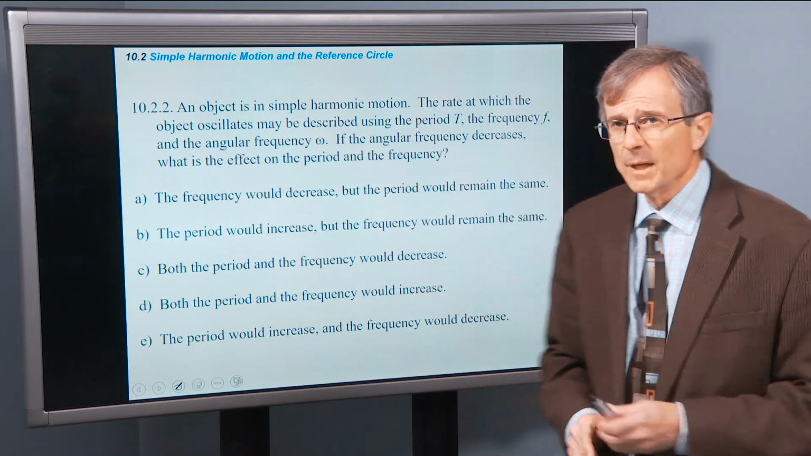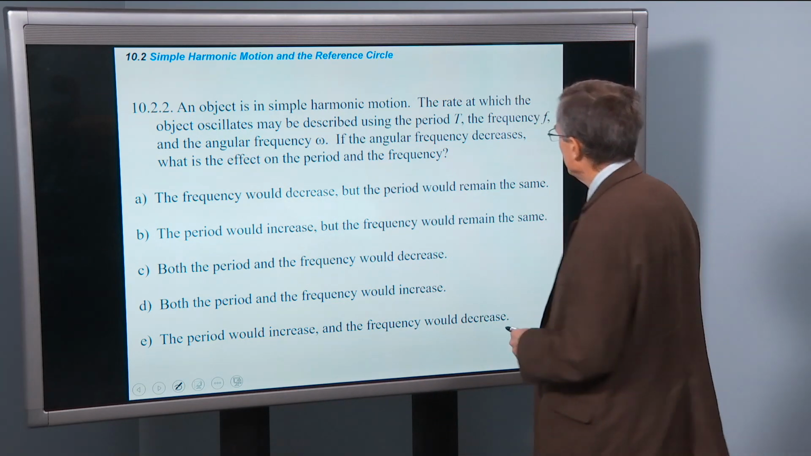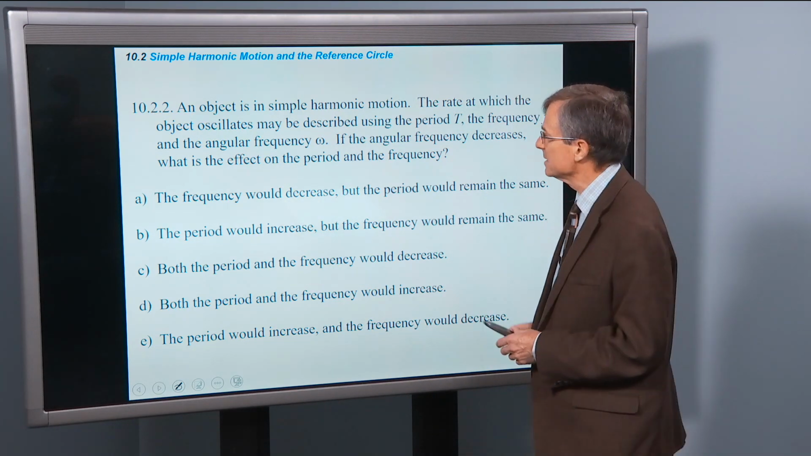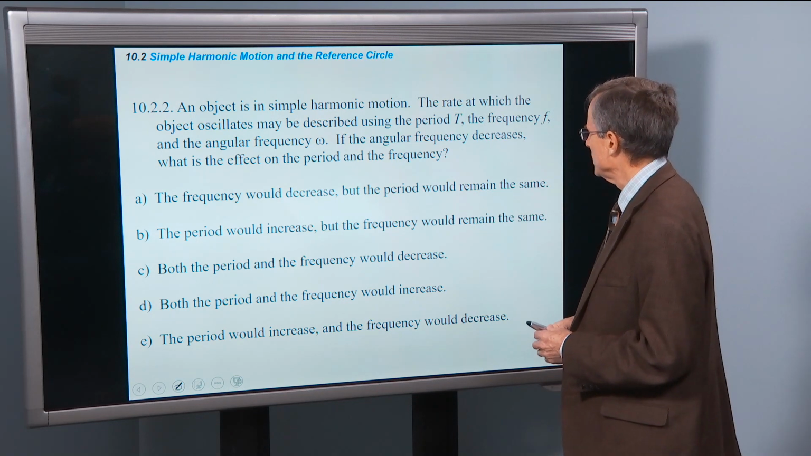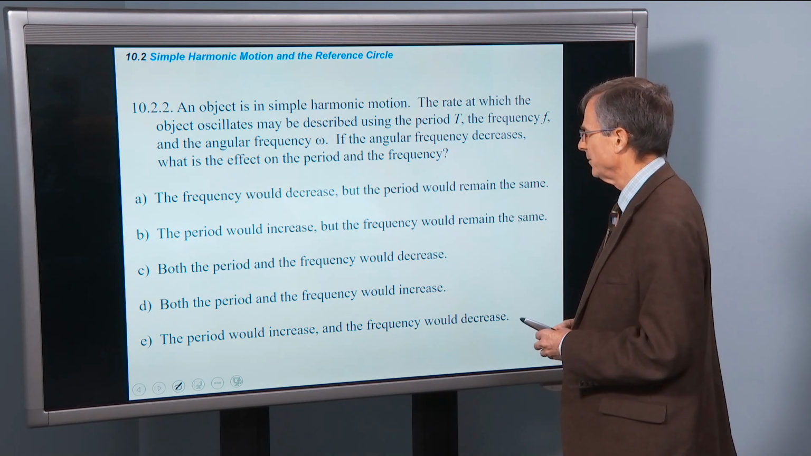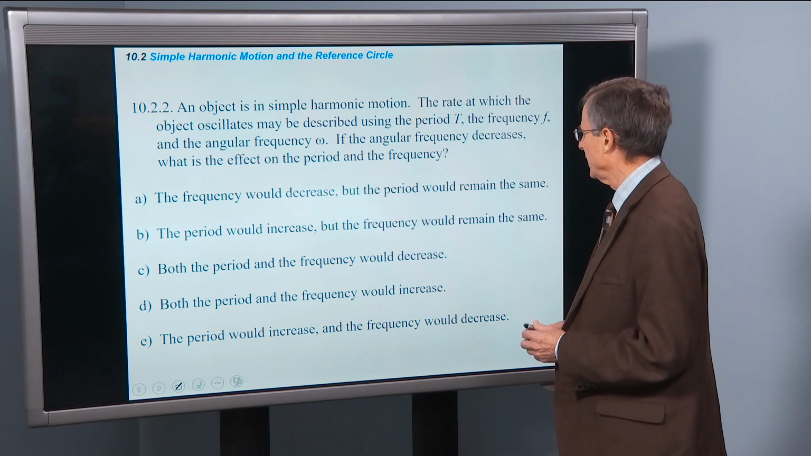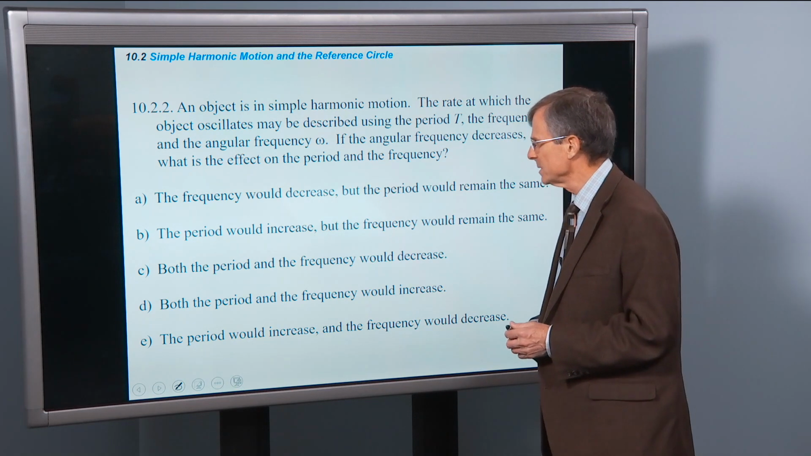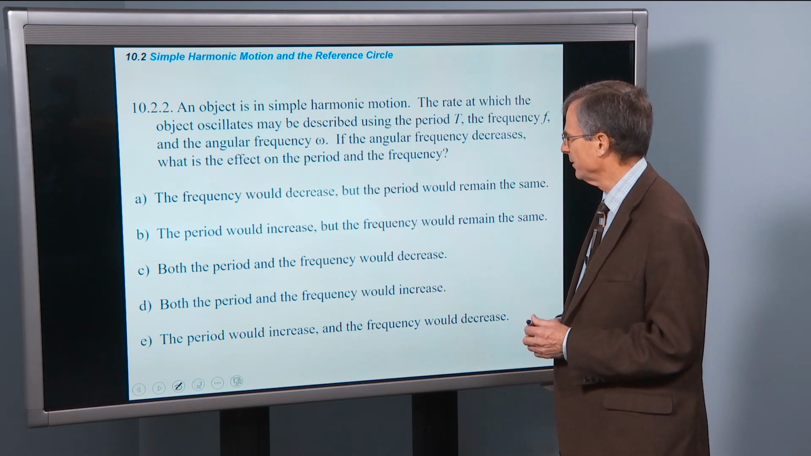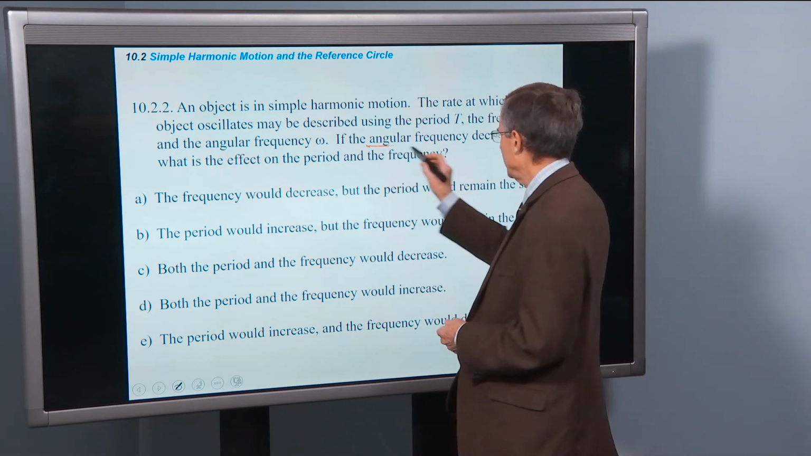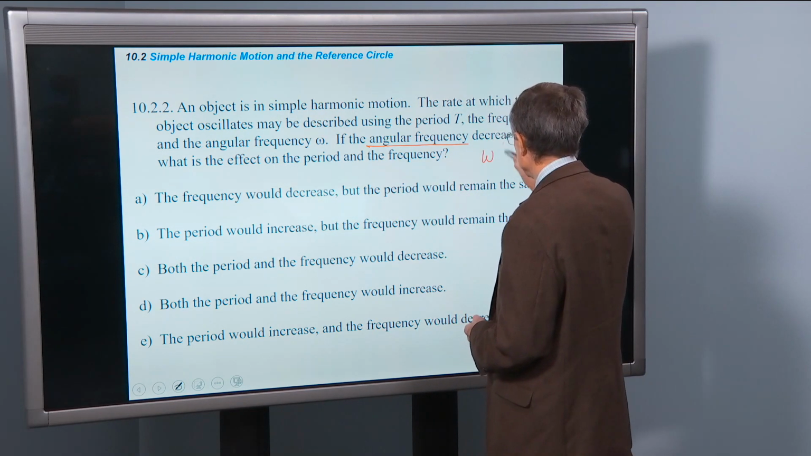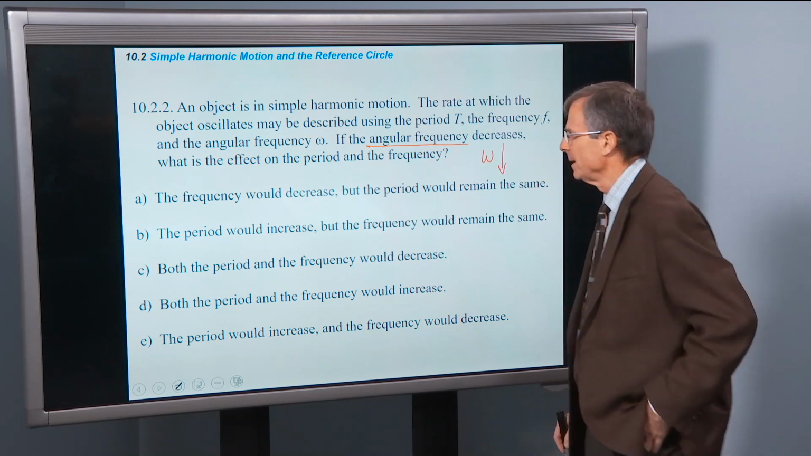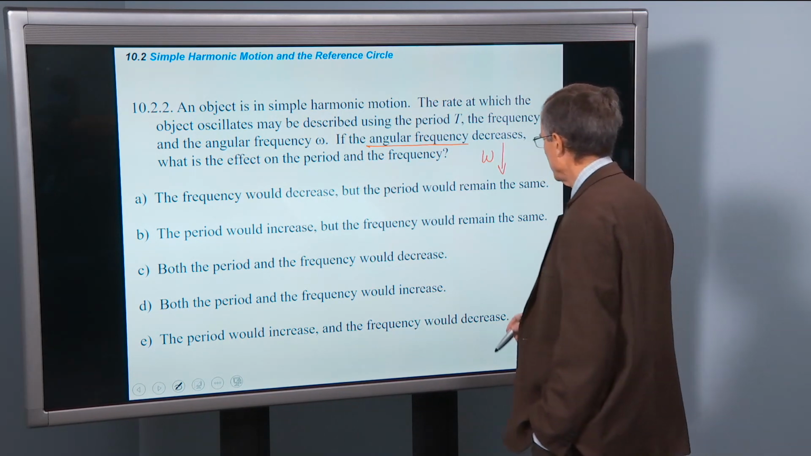Okay. An object is in simple harmonic motion, and the rate at which the object oscillates may be described using the period T, the frequency f, and the angular frequency omega. If the angular frequency decreases, what's the effect on the period and the frequency? So omega is going to go down. What happens to the period and what happens to the frequency?